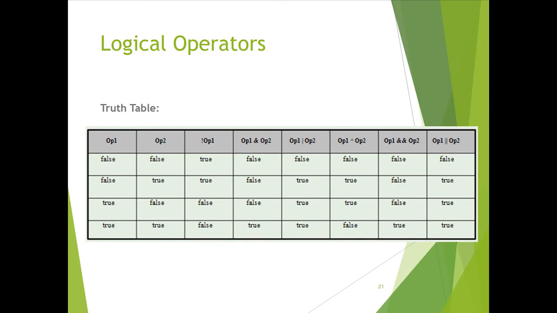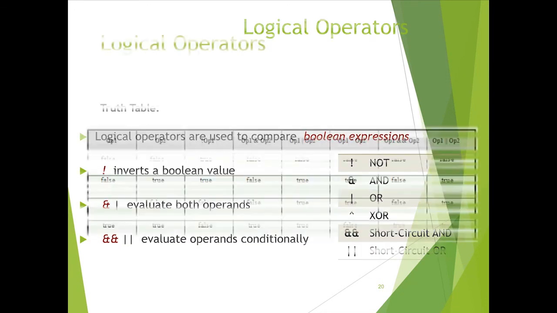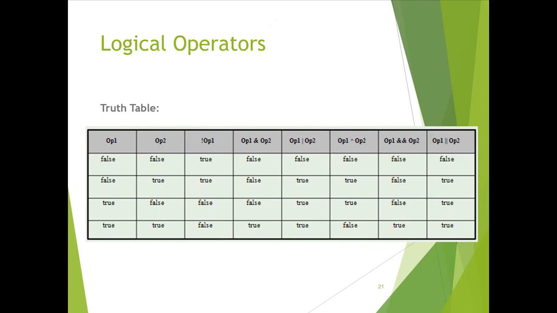ano to? For this one, ano ba? Wait lang ha. Ano to? XOR. Sige. For XOR naman, ang gagawin niya is XOR option 1, option 2. For XOR, I think it has to be, dapat magkaiba yung value nila. They should not have the same value.